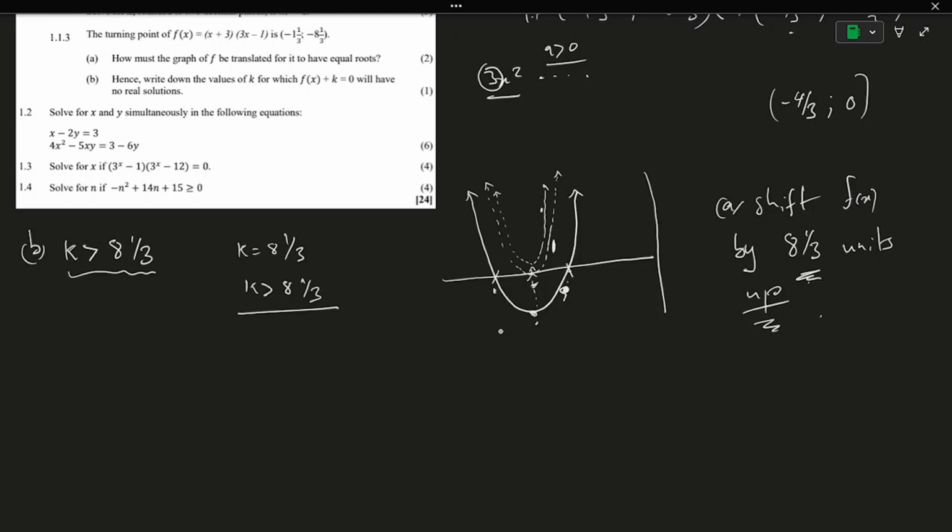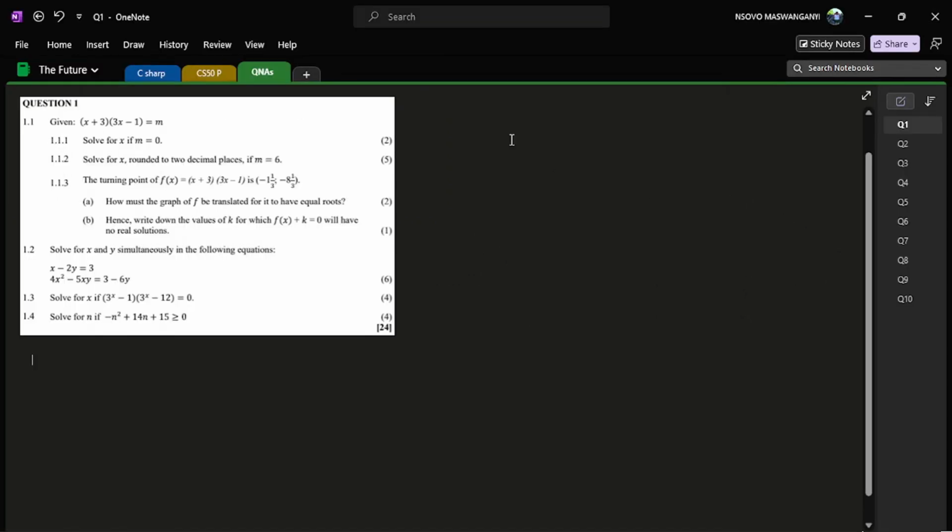If it doesn't make sense, please, you can leave a comment down below and I'll try to explain it a little bit further. Let's move on to question 1.2. Question 1.2 says, solve for x and y simultaneously in the following equations.